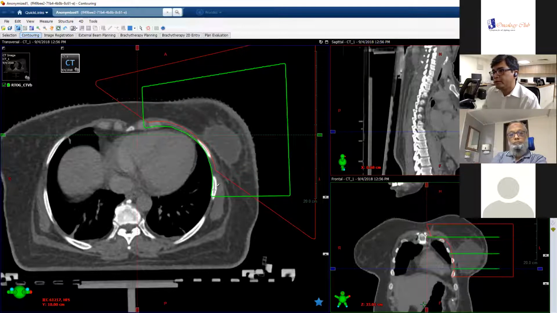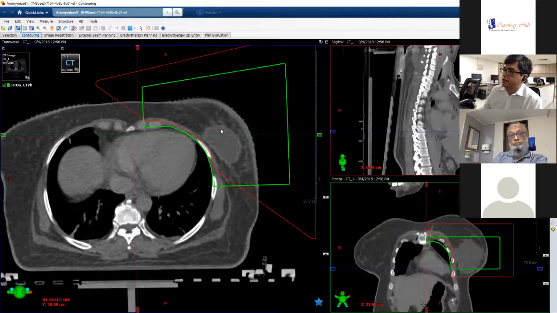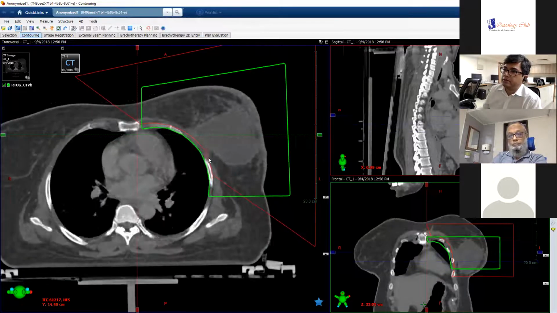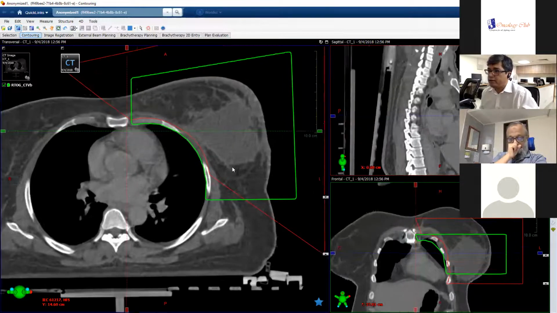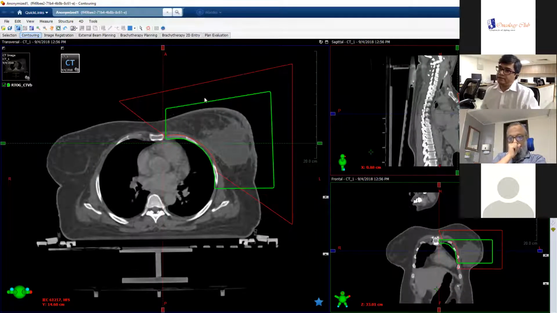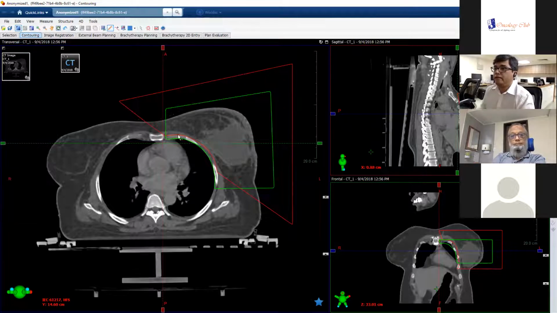Here my posterior edge is significantly ahead, so I'll just cut that out. It's not complete yet, but I'll interpolate and show you placing tangents. If your physicist is again going to plan this patient using these two posterior edges, what would he do? For the RTOG, he would probably place a tangent here like this.